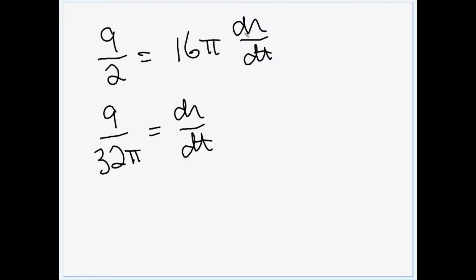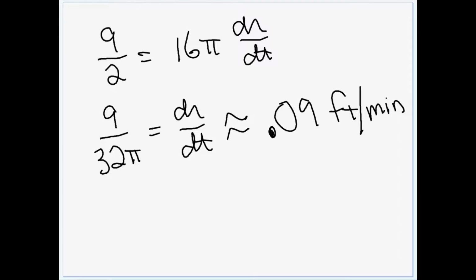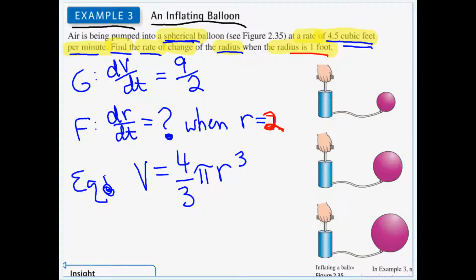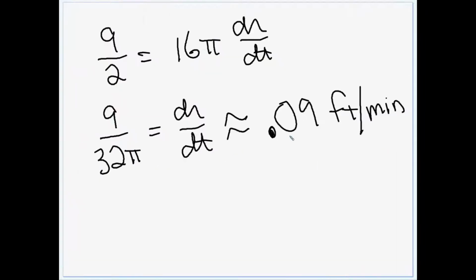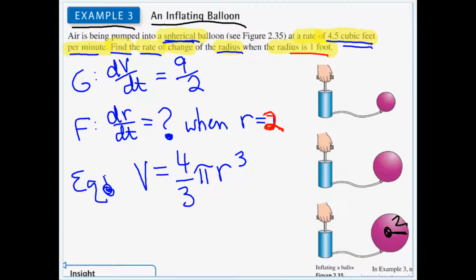Now remember, this is the rate of change of the radius. How fast is the radius changing when the radius is presently 2 feet? So this number doesn't mean much to me with the pi in it. But if we do a decimal approximation, you get about 0.09 feet per minute. So let's go back to the picture. We're pumping air in the balloon. The radius of that is now exactly 2, and we're pumping it at a constant rate, and the radius is changing at 0.09, almost 1/10 of a foot per minute. And I think that's it for this problem.